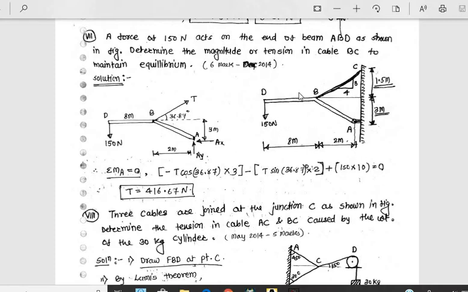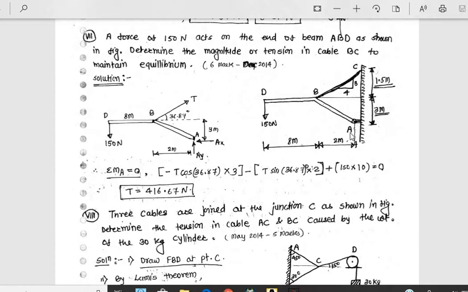This is ABD, the one beam. This load is acting at point D, 150 Newton load. This is B to D 8 meter and A to B is 2 meter. Okay, and there is one cable attached over here. This is one vertical wall, hinge support.